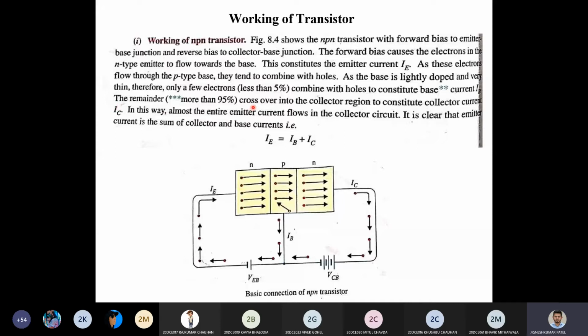The remainder cross over into the collector region to constitute the collector current IC. In this way, almost the entire emitter current flows through the collector circuit. So most of the time 95% of the current will flow through IC, and only a few, about 2 to 5%, would be the current IB. So IE is equal to IB plus IC. So this is how it works.